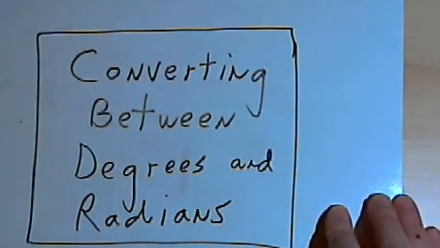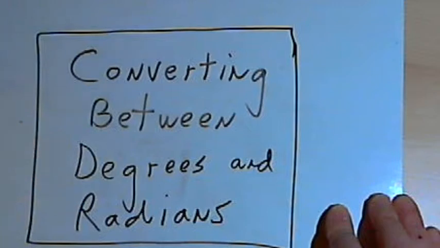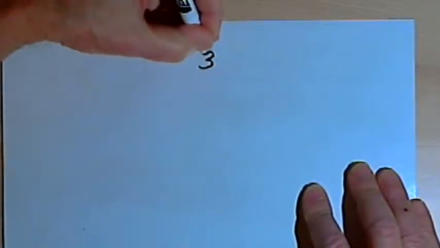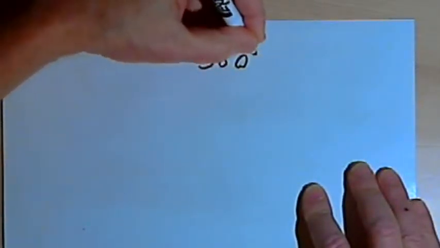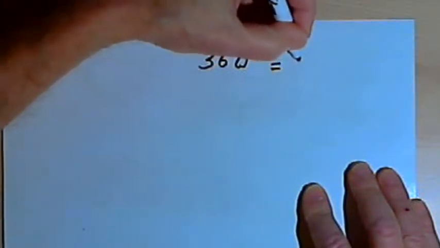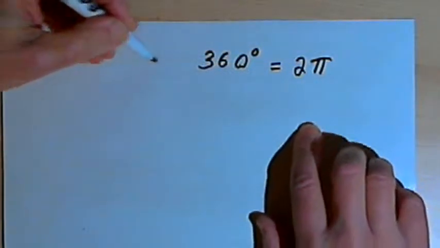And in this video, I want to show how to convert between degrees and radians. And it's really a very simple process. To understand the process, all we have to do is remember that a circle can be measured in degrees, and that's 360 degrees, or it could be measured in radians, and a circle in radians is 2 pi radians.